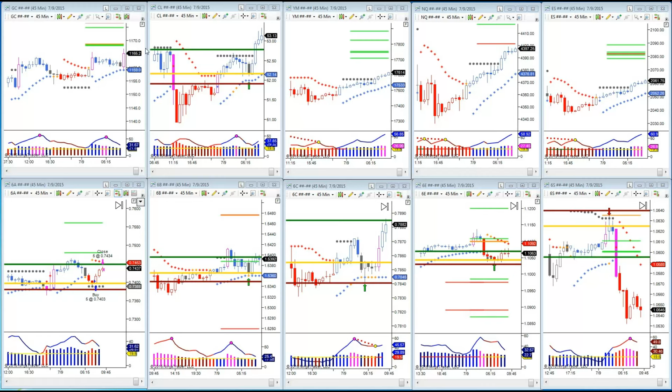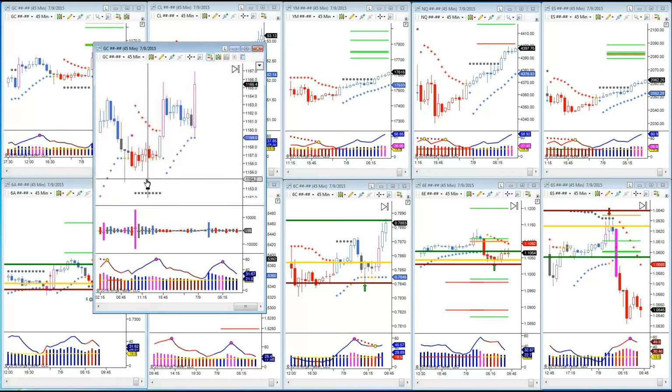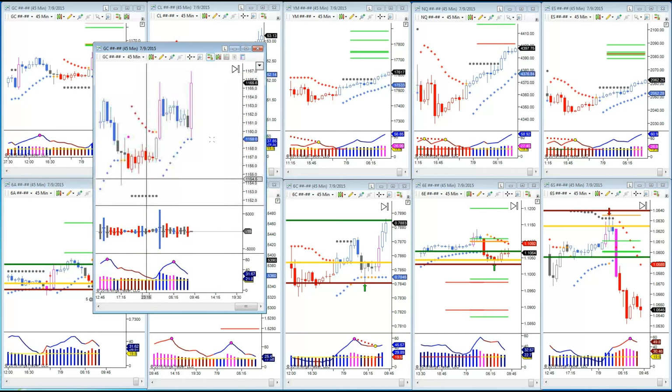Now, I've got another screen over here that has the volume on it. So if you're wondering how I'm reading the volume, this is how I'm reading the volume. Do you see how this bar right here is gray? That tells me I am close enough to the ATR to take a trade, okay?